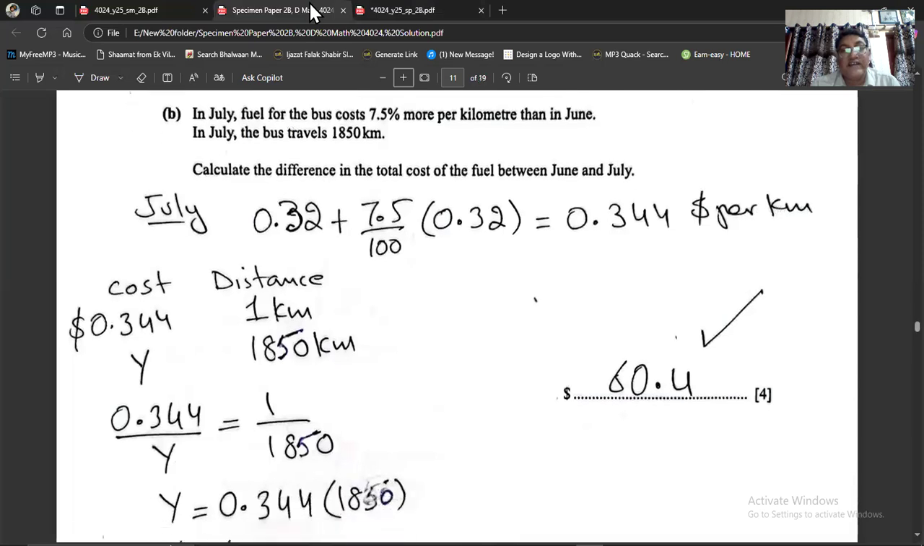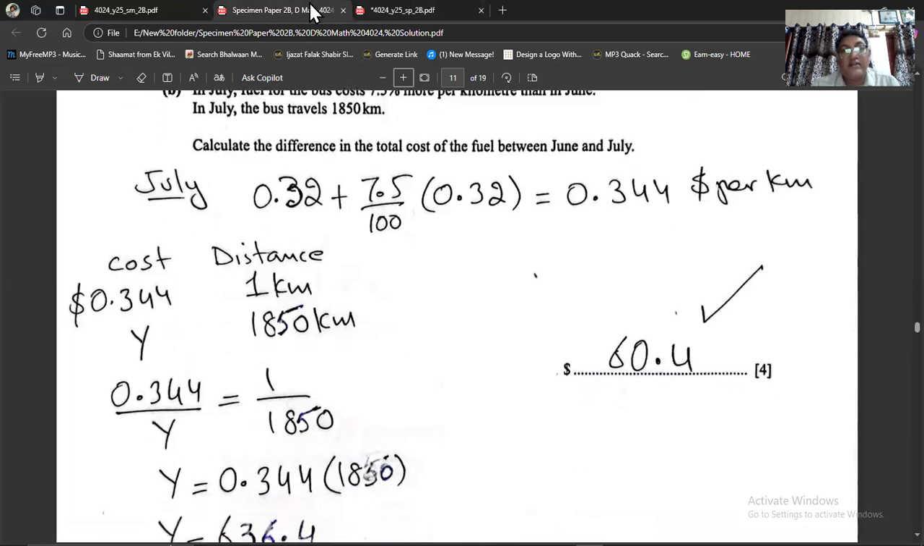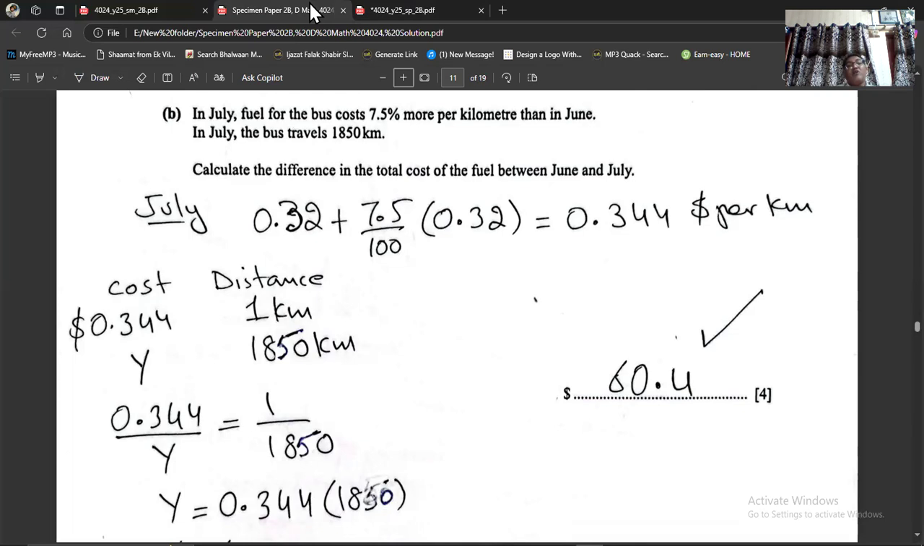So you can see here, in July, the cost of the fuel per kilometer will be 0.32 plus 7.5% of 0.32, and that will be $0.344 per kilometer. Now I will use the method of proportionality.